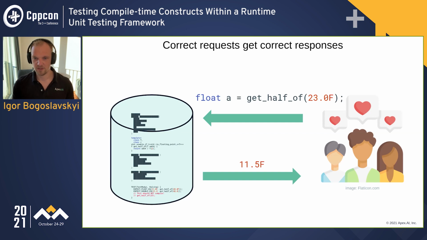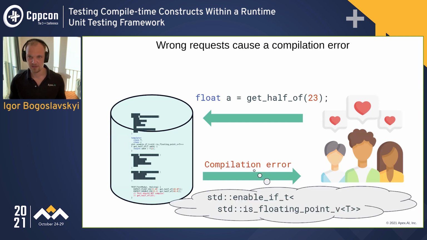And then sometimes, of course, they will try to do the wrong thing. So they will try to ask for a half of 23 integer. And in this case, because we use the SFINAE, remember the enable_if, it's not a floating point number. So they will get a compilation error instead, which is, I guess, the best outcome here. So it indicates an issue early. And I believe in modern C++, that's what we aim for, right?